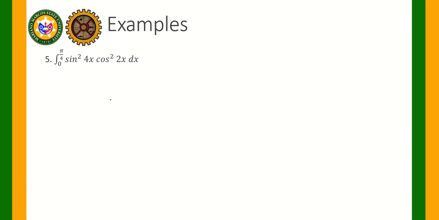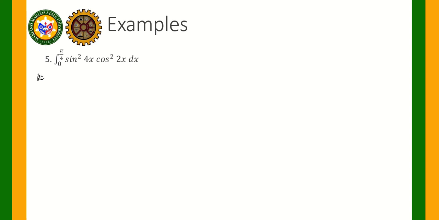Okay, so limits natin is 0 to pi over 4. So, ibig sabihin, again, it is not applicable for Wallis' formula. So, reduce natin yung equation natin. So, let u tayo.